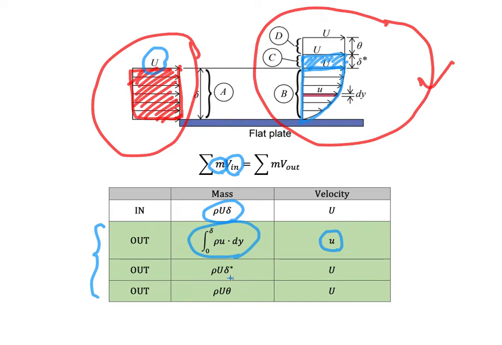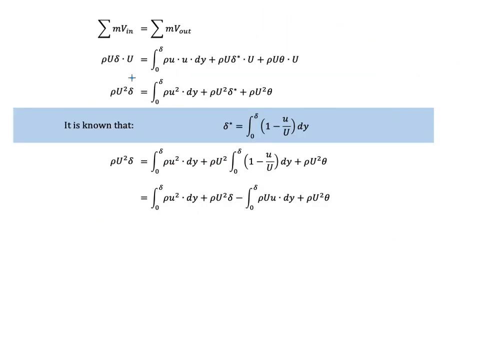So the mass is rho u delta star, and the velocity is U, and the area that we develop for the second time, we put the height equal to theta. So then we have the mass is rho U theta, and the velocity is capital U. And then we could fulfill the equation, the basic idea, which means that the momentum in is equal to momentum out. So we put everything here, and we could have this equation.